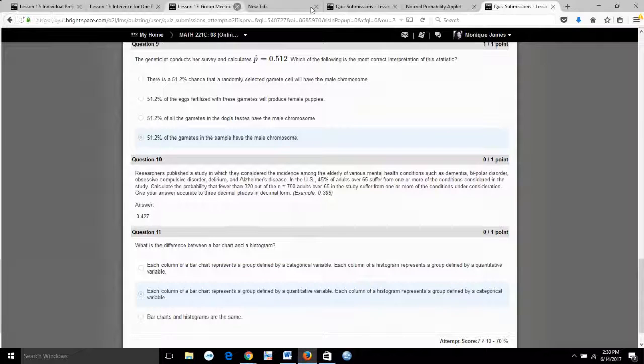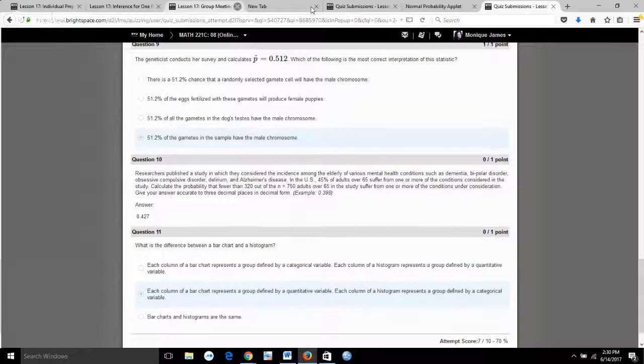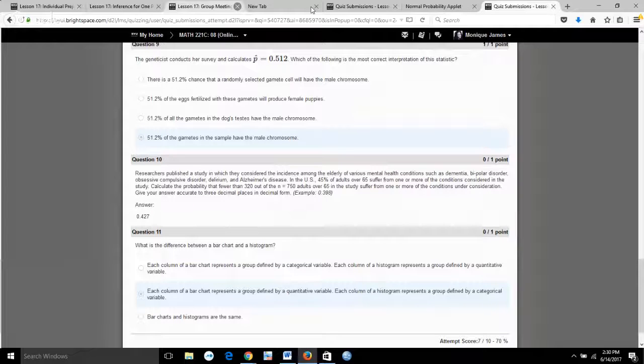And my null hypothesis, did it say anything like that? Well, basically, the hypothesis is that 45%. Let's see, calculate the probability that fewer, so less than 320, so it's going to be less than the 45%. If that makes sense. So my null hypothesis is 0.45.